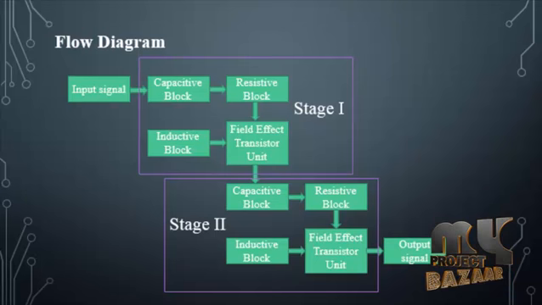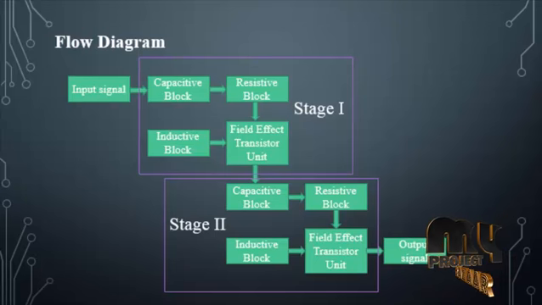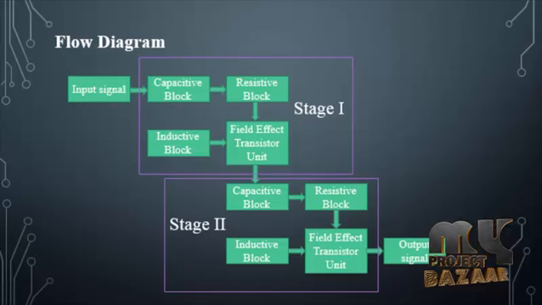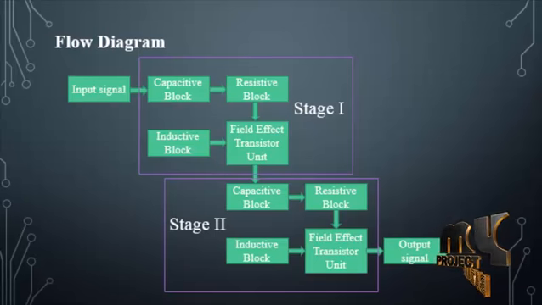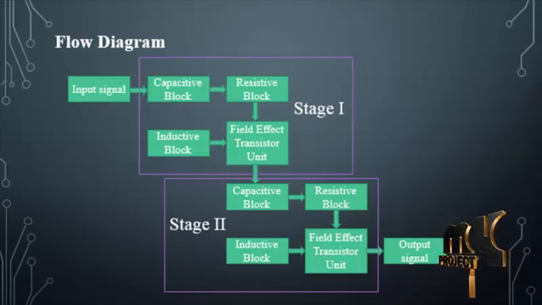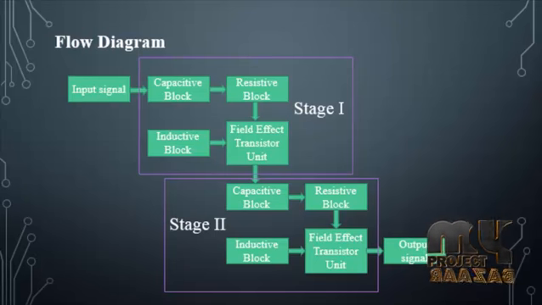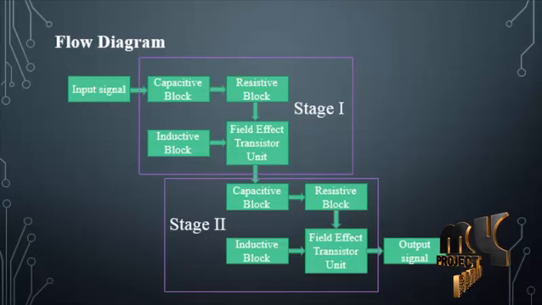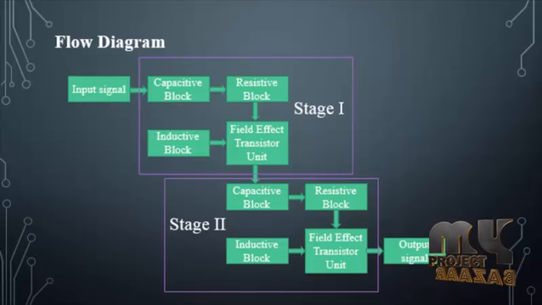The output of the resistive block and inductive block current flowing is directly applied to the field effect transistor unit. This field effect transistor unit will produce the first stage output. The first stage output is directly applied to the second stage input, as well as a capacitive block.